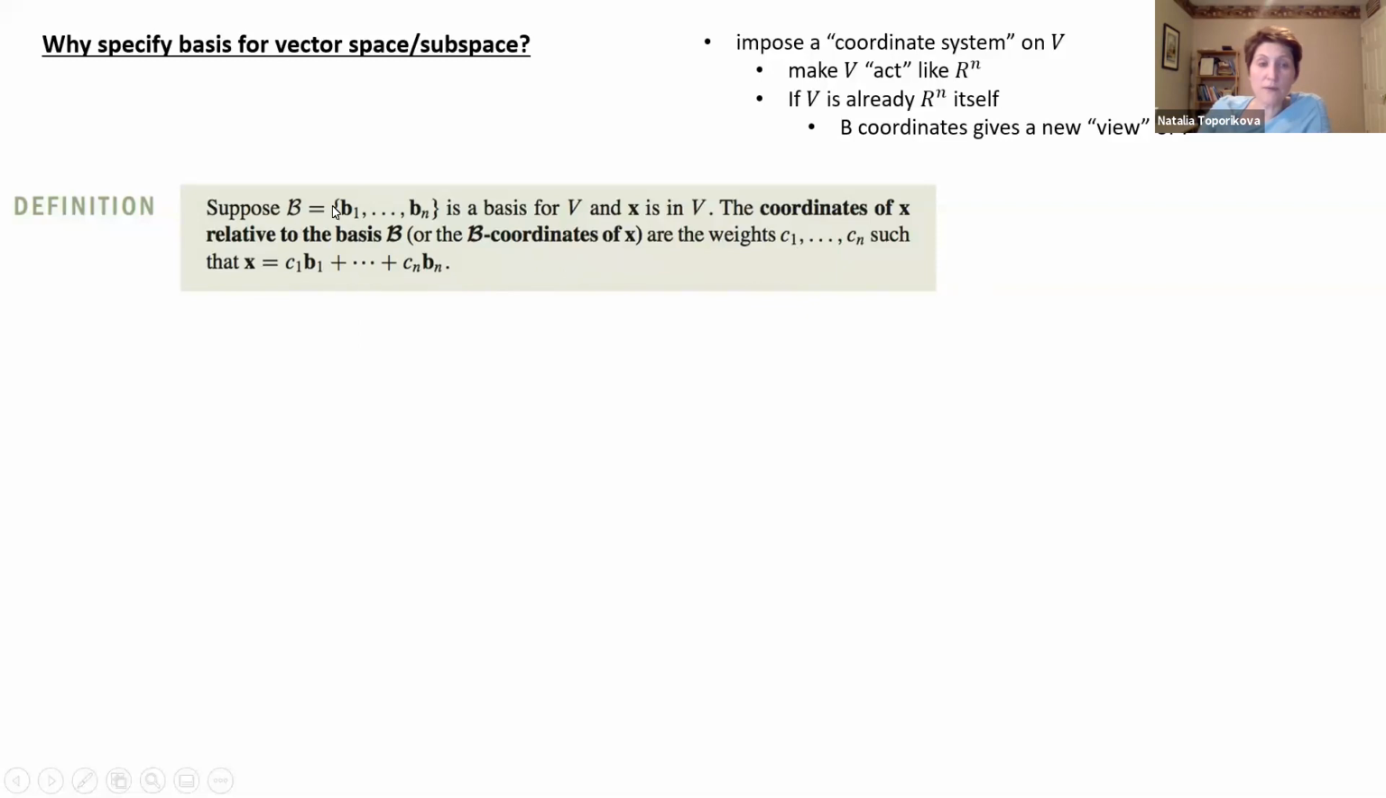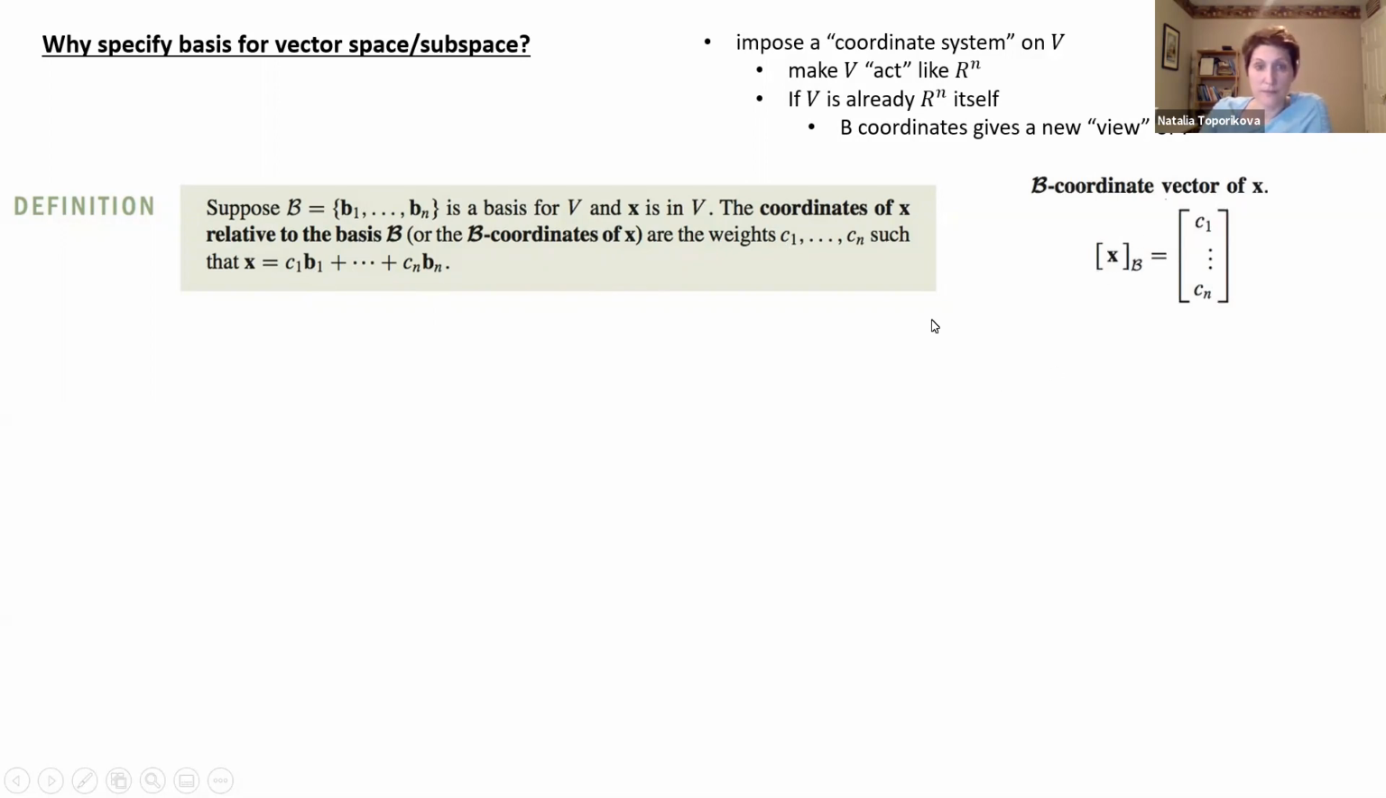So basically, if we are given a basis from B1 to Bn in the vector space V, then we can express our vector x in coordinates of the basis B, or we call it B-coordinates, which is just that our vector will be equal to the linear combination of our basis vectors from B1 to Bn with some weights C1 to Cn. And we organize these weights from C1 to Cn as a vector, and we will call it a B-coordinate vector.